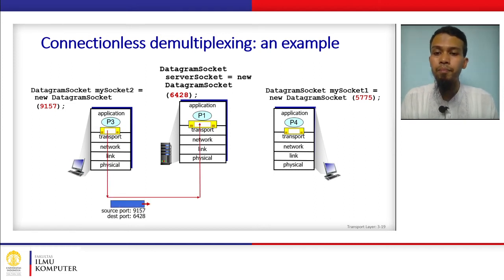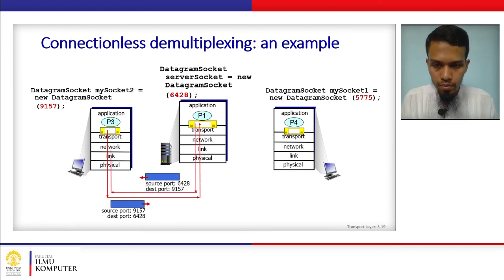So from the first application, or the P3, the process number 3, it uses the source port 9157 and destination port 6428. And also, if process 1 has to respond to process 3, the source port and destination port are just inverted, or reversed.